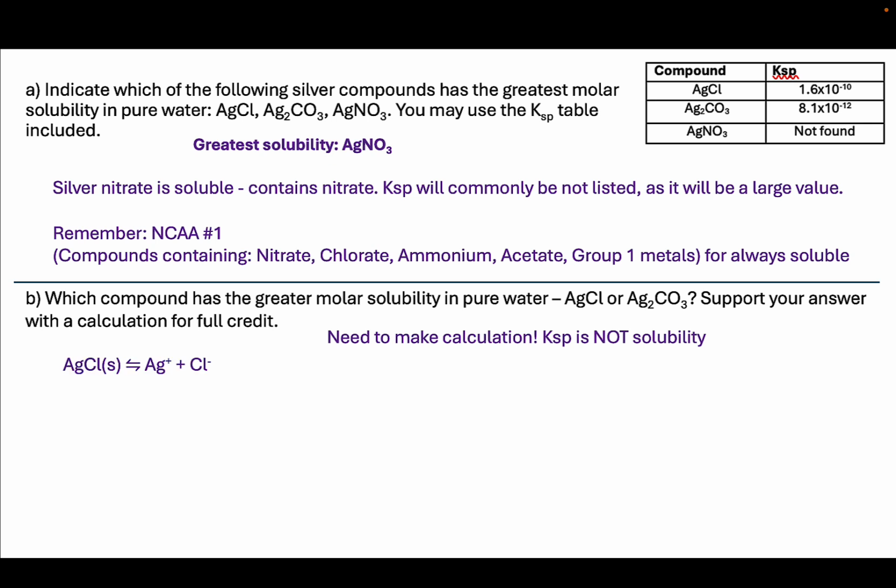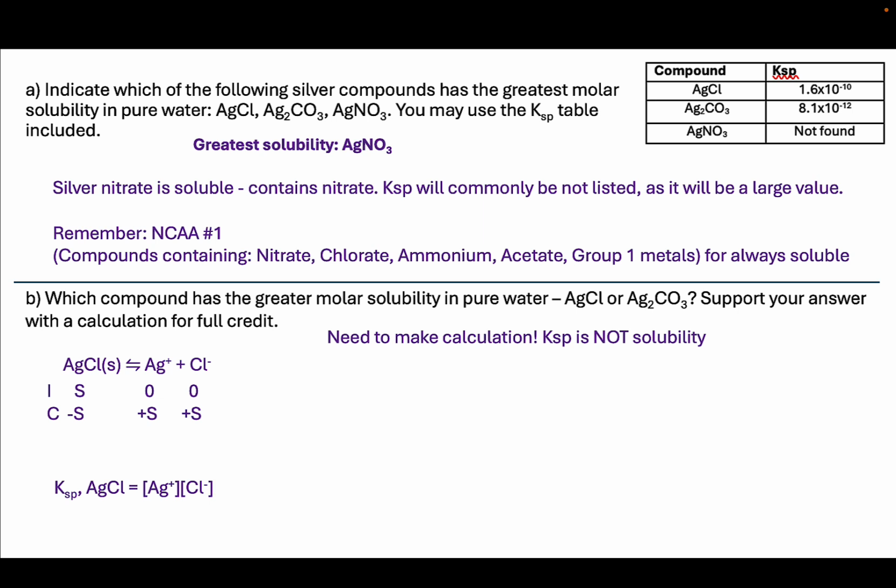Let's focus first on the silver chloride. This is our reaction. Solid silver chloride dissociating will form one silver ion and one chloride ion. The Ksp is going to be, therefore, the silver ion times the chloride ion, the concentrations of each. For this, we do need to set up an ICE table, and I recommend we set it up in the following way. Initially, let's say that we are putting in the maximum amount that is going to dissolve.